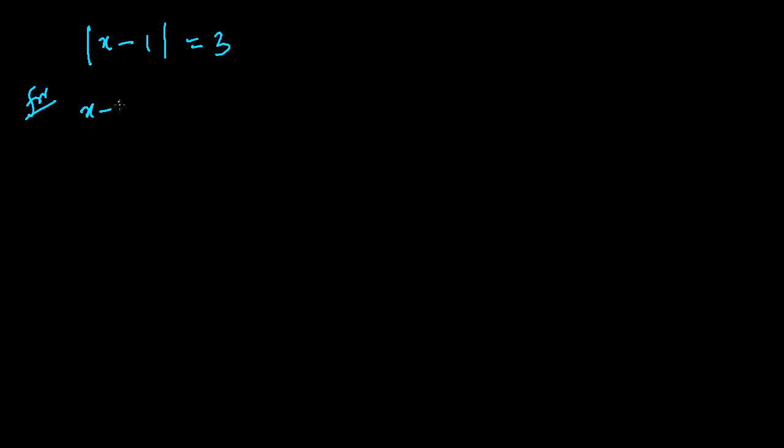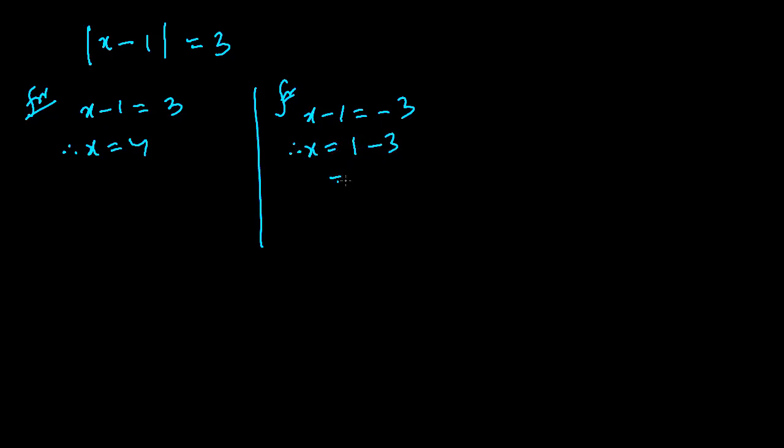One is x minus 1 equals plus 3, and the other is x minus 1 equals minus 3. And when we solve this, we get two solutions, x equals 4 and x equals 1 minus 3, which equals minus 2. So these are the two solutions. Once we solve this, we need to check whether it makes the original equation true.